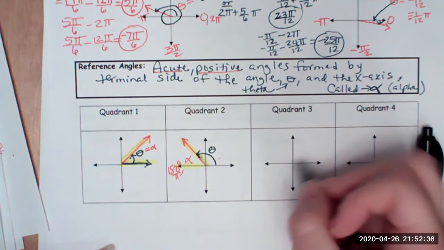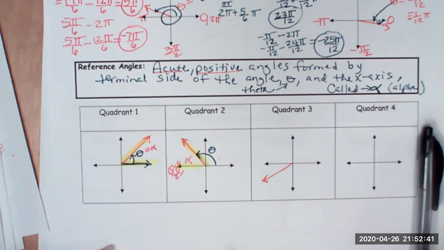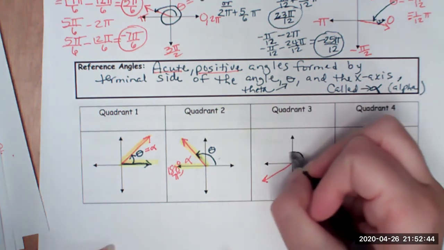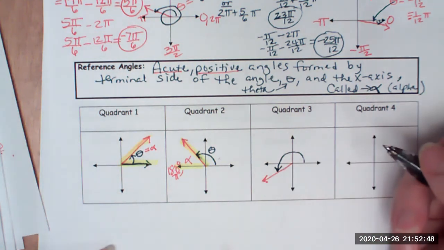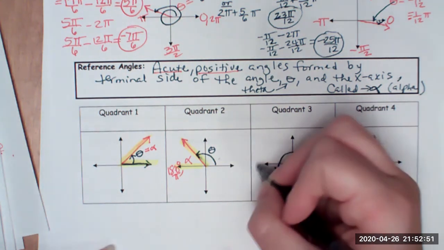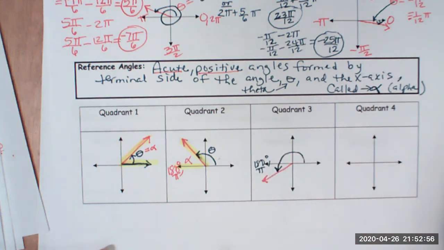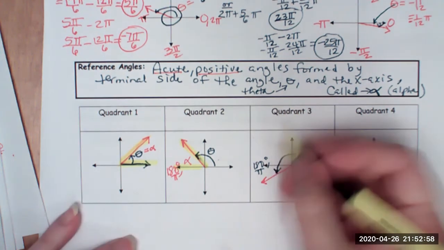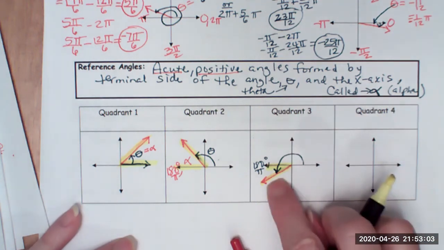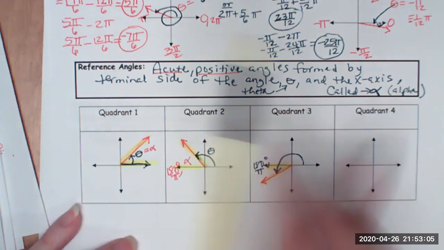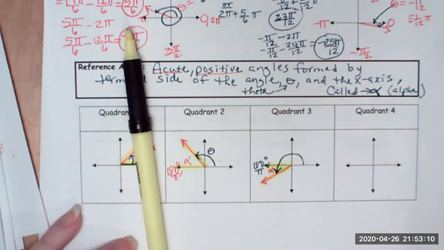Let's look at the terminal side of the angle being in quadrant 3, okay? So here you can see you have an angle that is somewhere between 180 and 270, because here's 180, and here's pi, right? So the reference angle is going to be right here. It's the angle formed by the terminal side of the angle and the x-axis. And so that reference angle here would be alpha, okay?